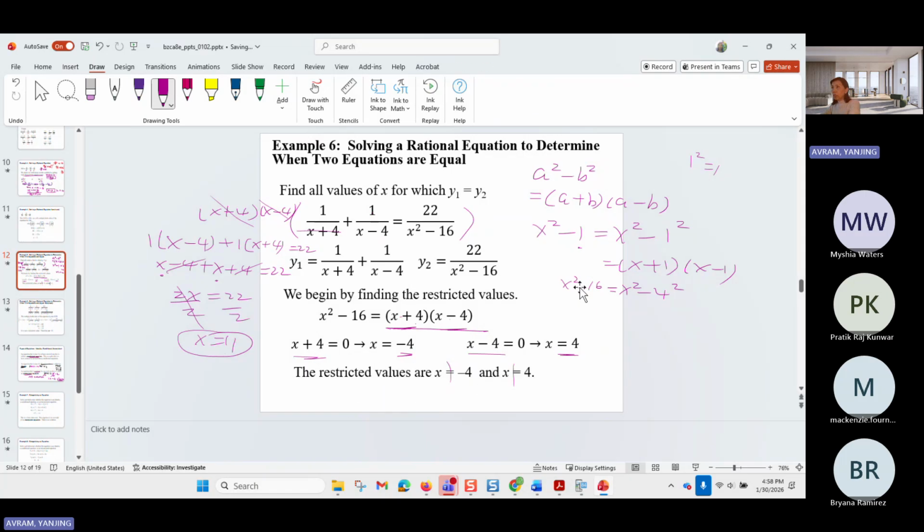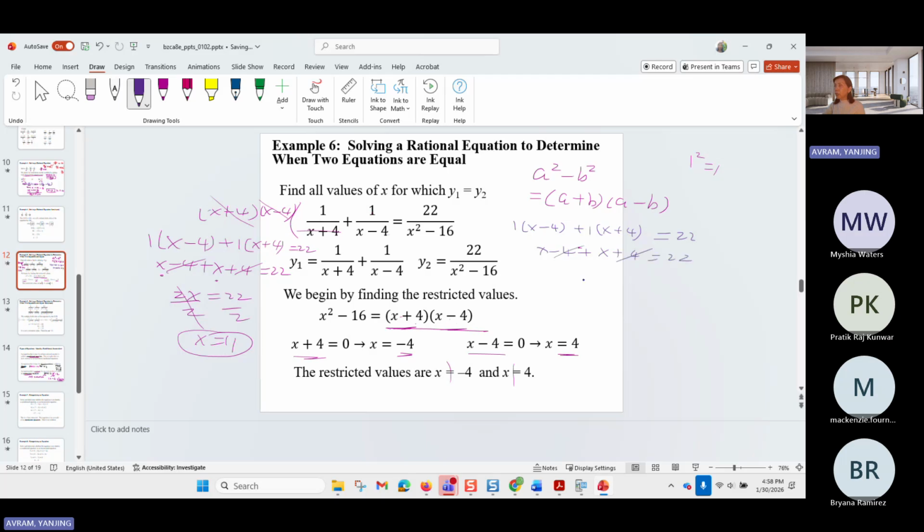So the first factor cancels out. I still have a 1 times x minus 4, and then plus 1 times x plus 4, where the x minus 4 cancels out, so you still have a plus 4. And then this one you factor into x plus 4, x minus 4, so all the denominators are going to cancel out, so this will be equal to 22, right? And 1 times anything is still equal to itself. So this will be just x minus 4 plus x plus 4 equal to 22.